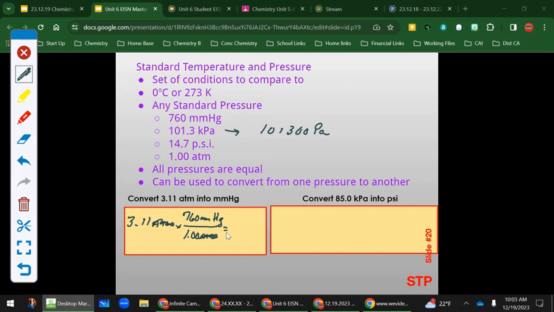So if we take 3.11 times 760 divided by 1, what do we get? Come on, put those fancy calculators I let you use to work. You want it rounded? I want it in how many sig figs? 3. Okay, Phoebe, you got to be a little louder. I hear you saying numbers, but I don't know what they are. 236. 0. Oh. MMHG.